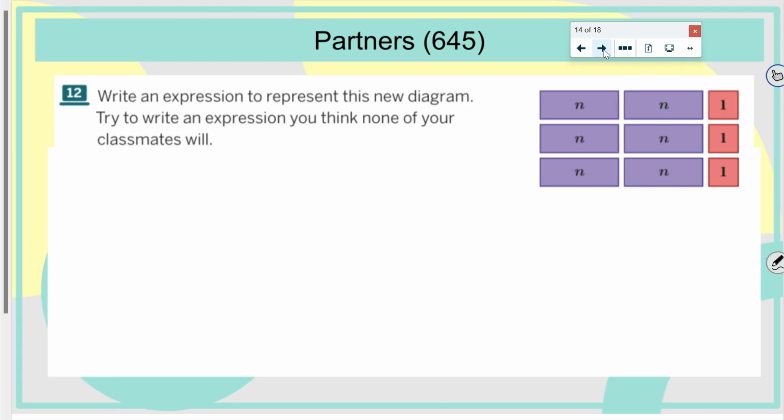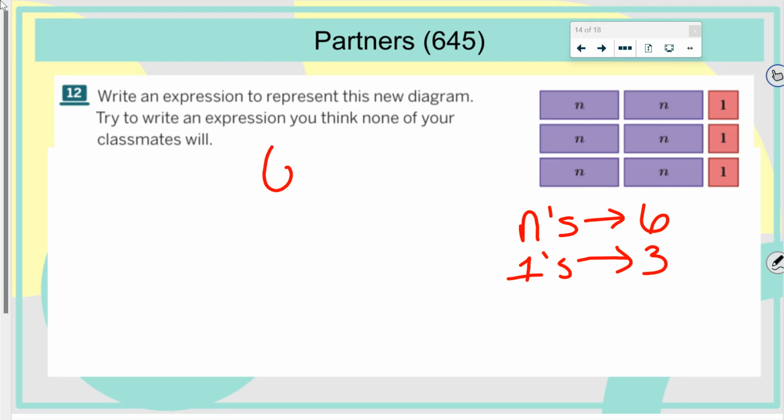Write an expression to represent this new diagram. Try to write an expression that none of your classmates will. We're going to look at the n's and we're going to look at the ones. We have 6 n's and we have 3 ones. So our first expression could be 6n plus 3, because we have 6 n's and we have 3 ones.